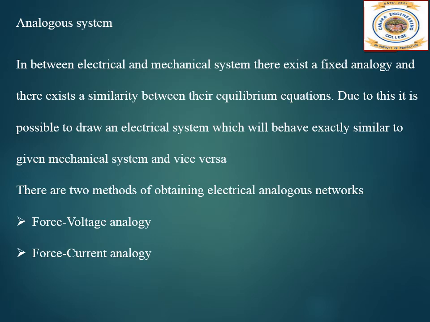Next, we'll see about the analogous system. Between electrical and mechanical systems, there exists a fixed analogy and a similarity between their equilibrium equations. Due to this, it is possible to draw an electrical system which will behave exactly similar to the given mechanical system and vice versa. There are two methods of obtaining electrical analogous networks. One is the force voltage analogy, another one is the force current analogy. We will learn these two analogies considering two simple networks, one mechanical and another electrical, and we will see what the analogous quantities are.